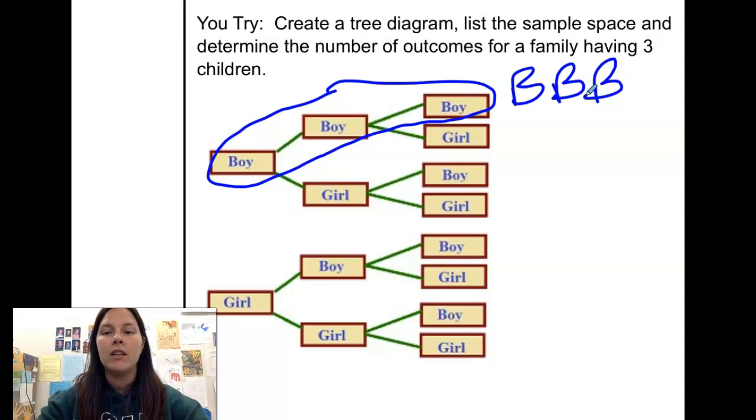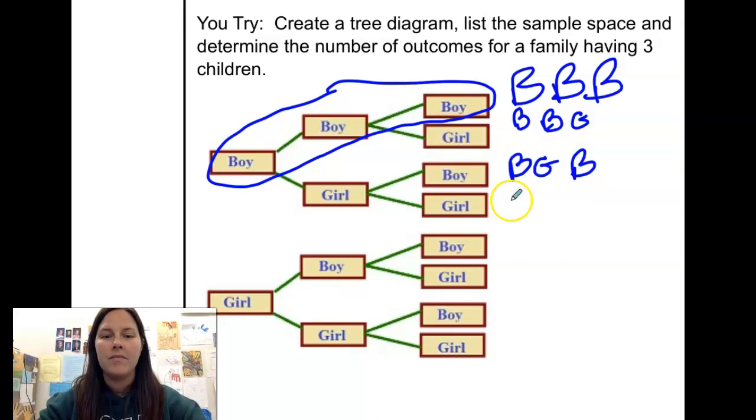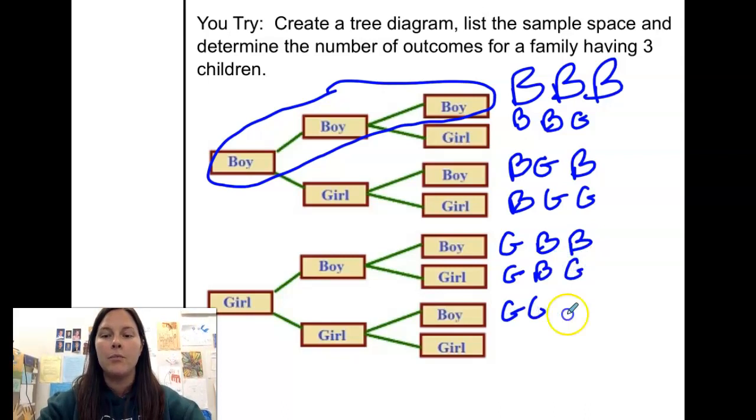All right, the next option is you could have a boy, boy, girl. The next row says boy, girl, boy, and boy, girl, girl. So those are the options for if your first child is a boy, and then the other 2 could be boys or girls. The second half of our tree diagram is if your first child is a girl. You could have girl, boy, boy, girl, boy, girl, girl, girl, boy, and finally 3 girls.